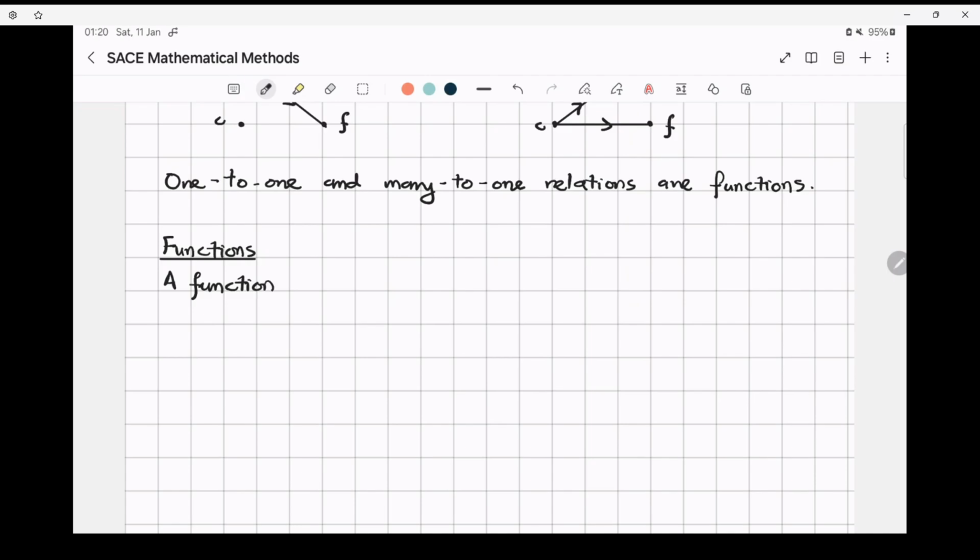A function from a set X to a set Y is an assignment of an element, so this element is in Y, to each element of X.